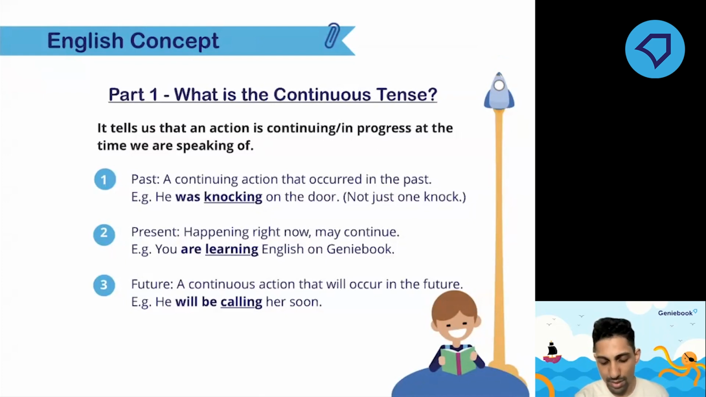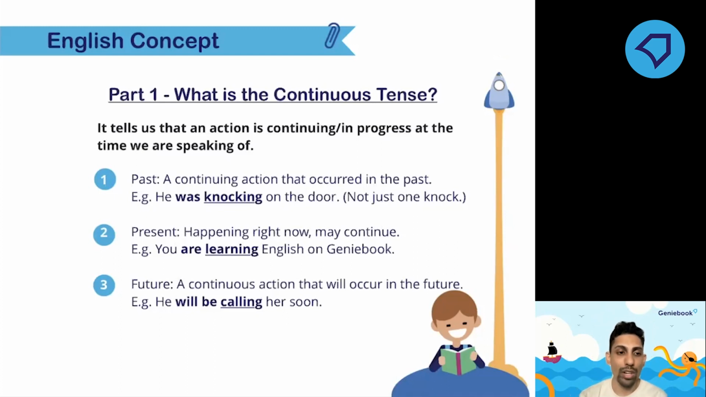How about present? Present continuous. Happening right now. You are learning English on Geniebook with this weird guy who just knocked his iPad off the table. Okay? You are learning. It's happening right now. Yes, Ashley, correct. And last one, future continuous.